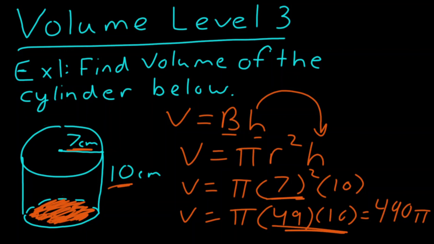Now remember, this is the answer in terms of pi. If you want to, you can type this into your calculator. 490 times pi will give you a decimal. And lastly, don't forget your units. We'd say 490 pi centimeters cubed. Okay, and let me go ahead and encapsulate that answer.